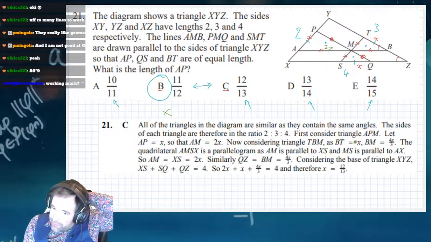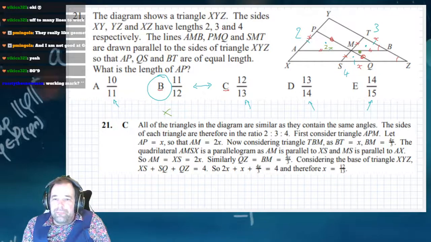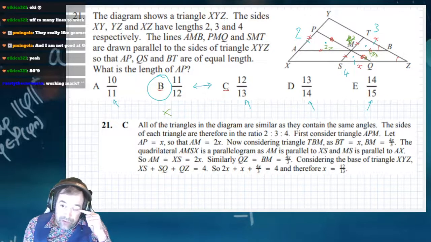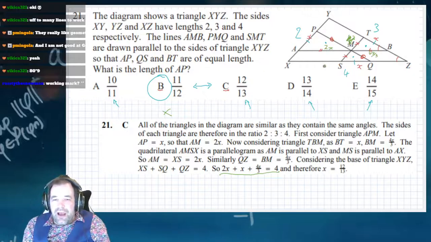Now considering triangle TBM, as BT is also x, then BM is 4x over 3. Apologies, 4x over 3. And then we know that overall this bottom length is made up of 4 plus 2x plus 4x over 3. So you get this equation equals 4, and then we get 12 thirteenths from that. So we got it wrong. Oh well, that's quite nice actually. I knew they were all similar, and I just couldn't see that step that if that is x, then that is 2x, which you need to see. But anyway, let's get to a marking screen.